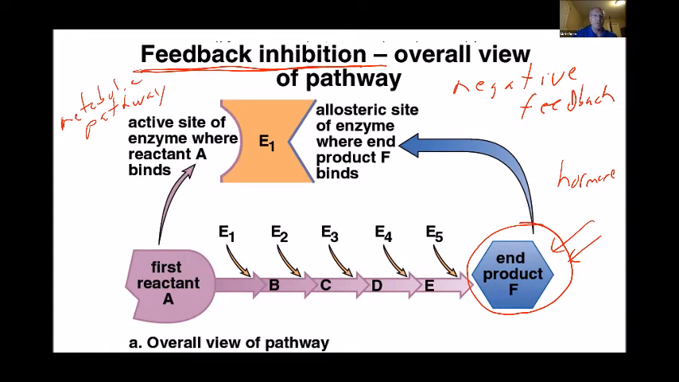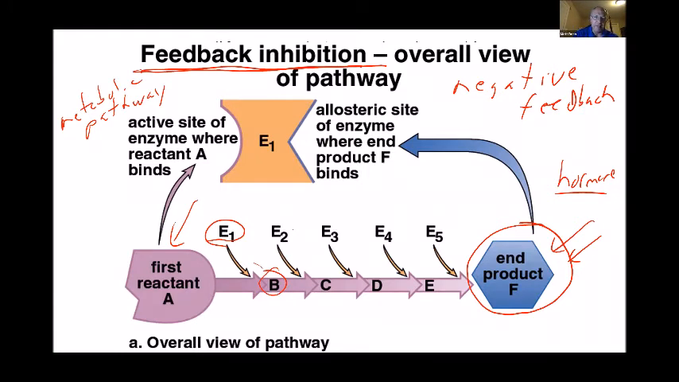And this process of feedback inhibition allows your body to regulate when a metabolic pathway is on and when it's off. So notice in the process of making this hormone, we start with a reactant. In this case, it's called reactant A. And enzyme number 1 catalyzes a reaction. These arrows represent chemical reactions that convert substance A to some new chemical, chemical B.